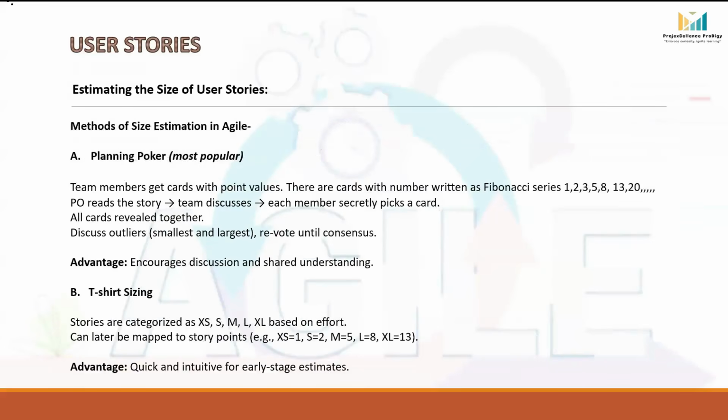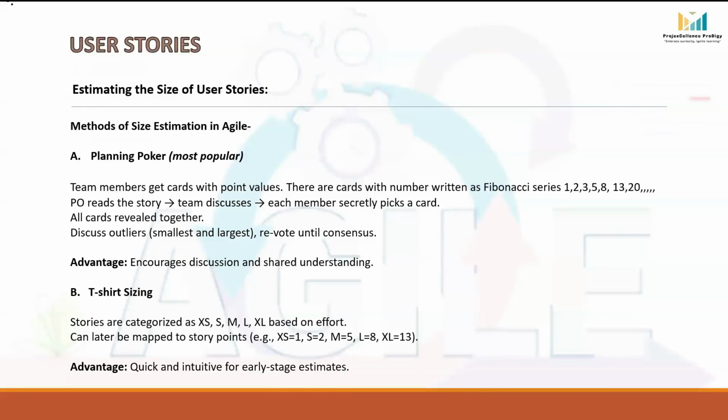When we talk about story points in Agile, the next step is to see how teams actually decide the points for each user story. There are several methods of size estimation, and two of the most commonly used are planning poker and t-shirt sizing.